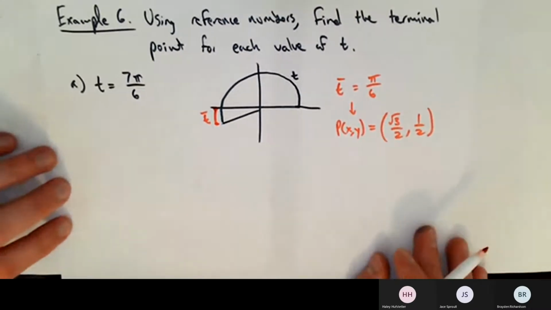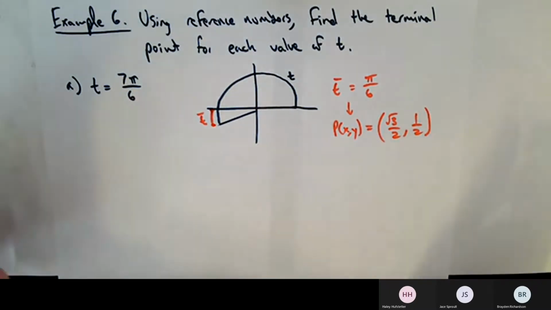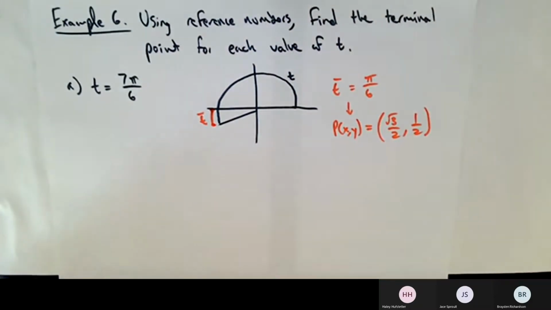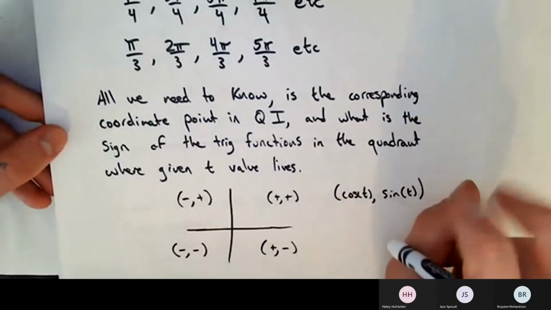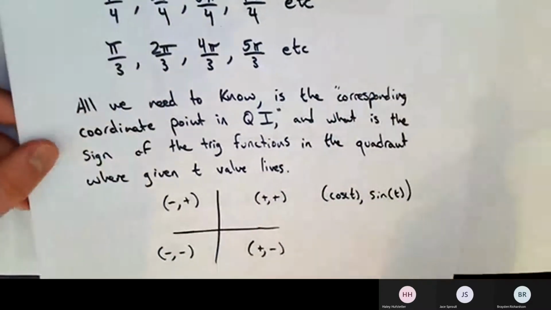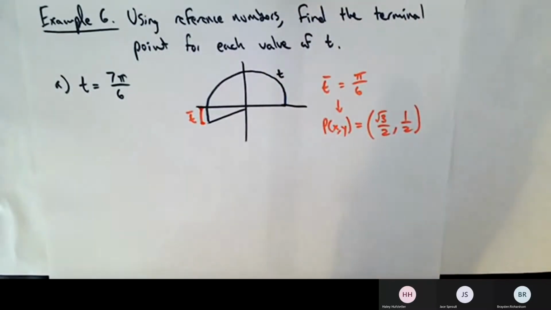Is the reference number thing really useful? Well, sometimes it is. It's just a different way of thinking about it. Maybe you like how I did example 4 better, where I did sweep some details under the rug. Maybe it makes more sense to you. But technically, all we need to know is the corresponding coordinate point in quadrant 1. That idea is like me saying the reference number. Okay, that's all that's going on here.